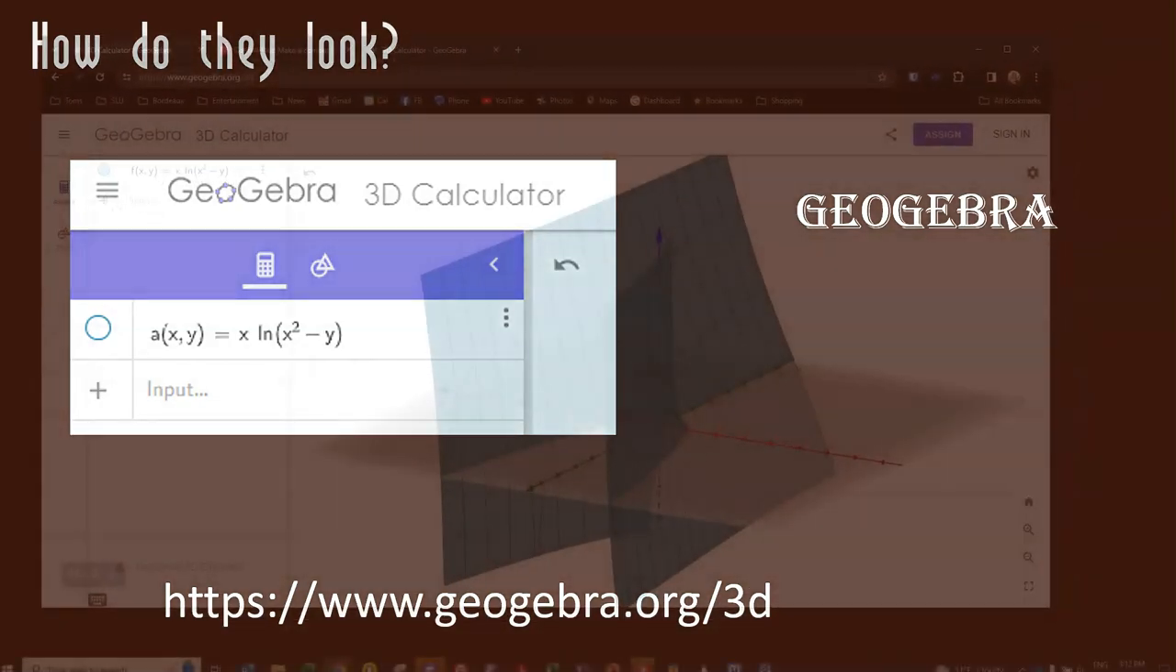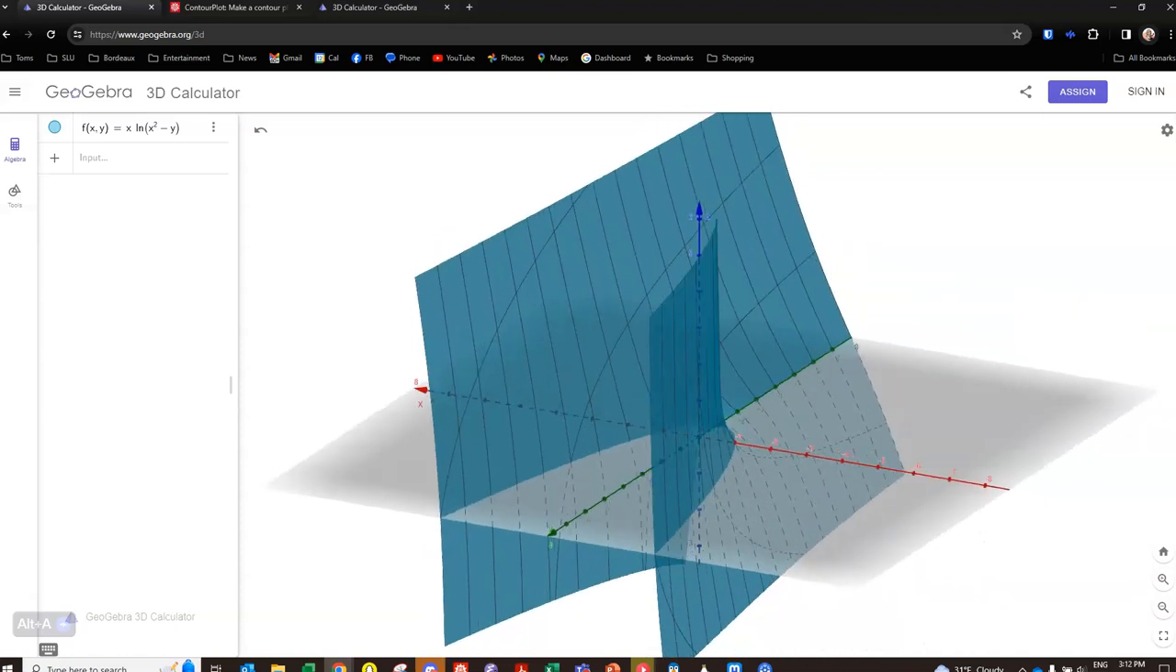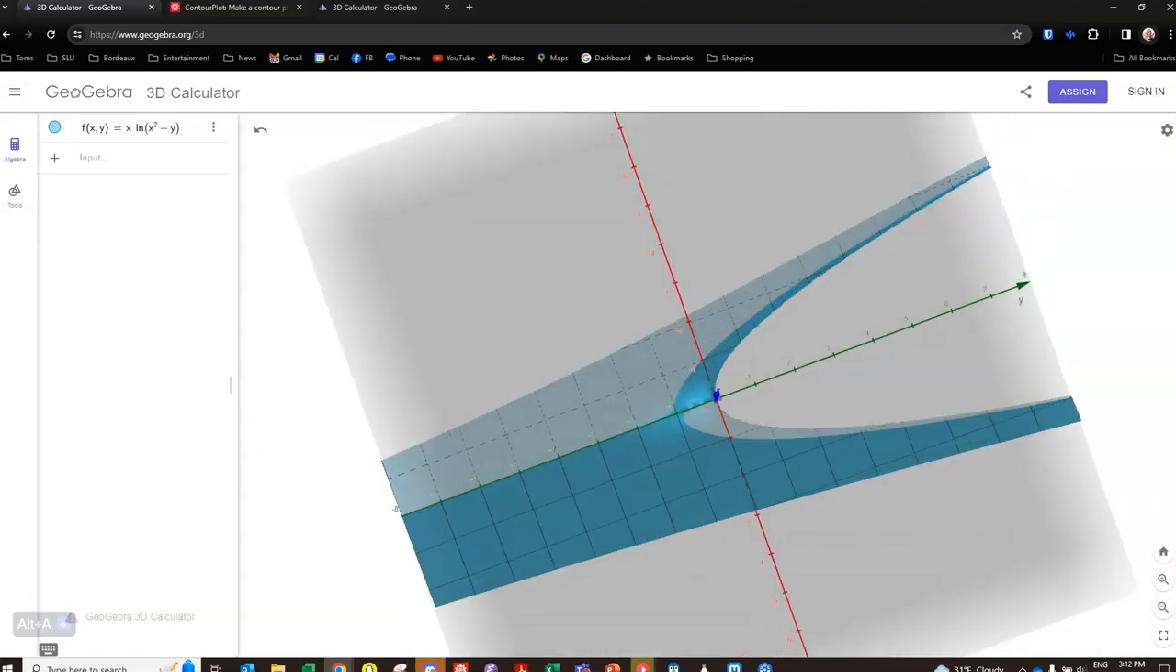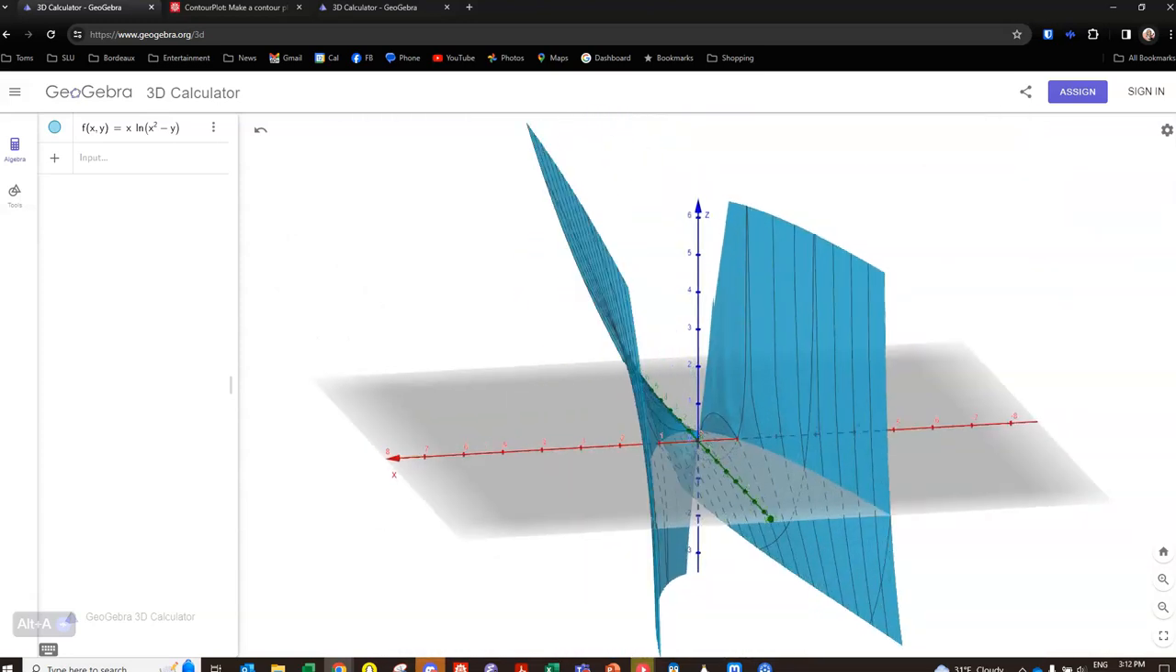What am I going to look at? We're going to look at f(x,y) equals x times the natural log of x squared minus y. Remember, the domain of this does not include the inside of the parabola. So this is the graph of it. I can grab it and move it around and check it out. You can see the parabola in there where it's not defined.